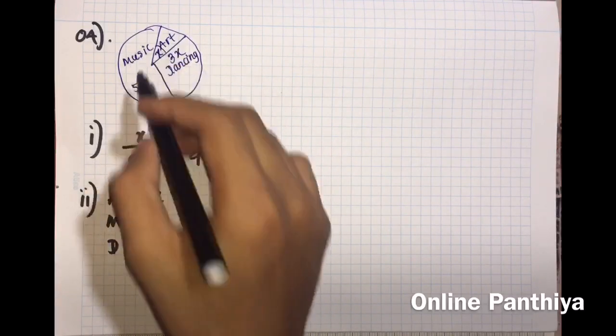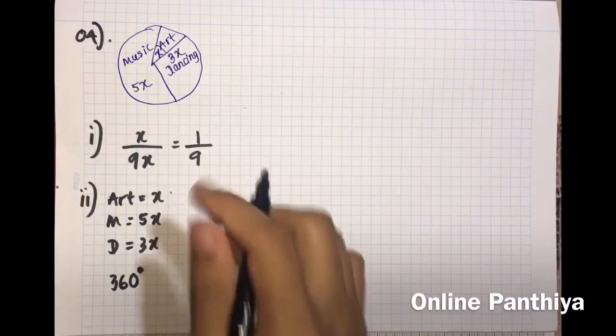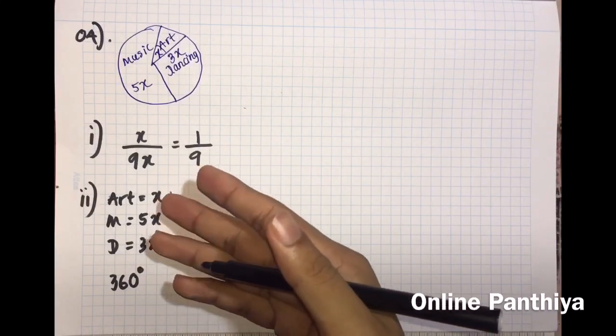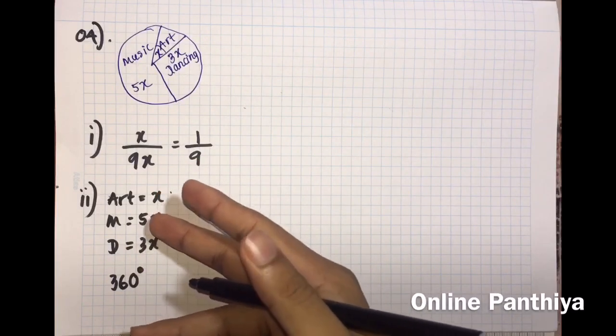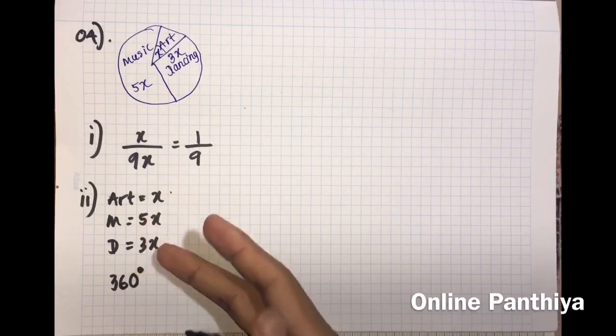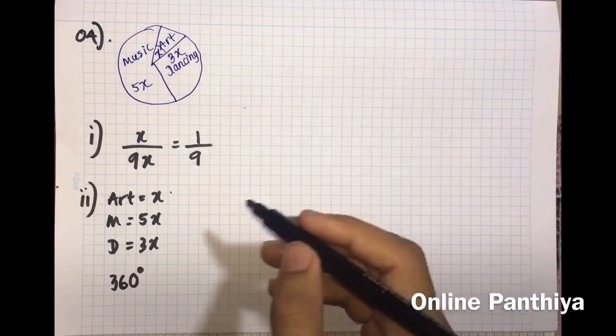The total angle in this circle is always equal to 360, no? So we can find what this one single x is equal to. If you know the value of 1x, then you can find the angle represented by music and dancing just by multiplying it by 5 and then by 3. Isn't it easy? Yes.